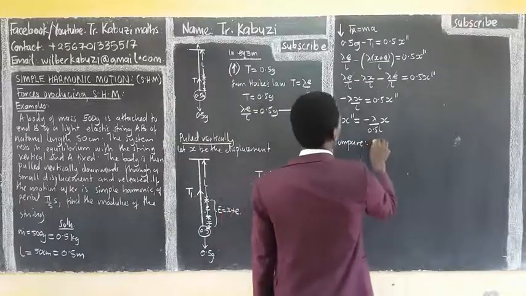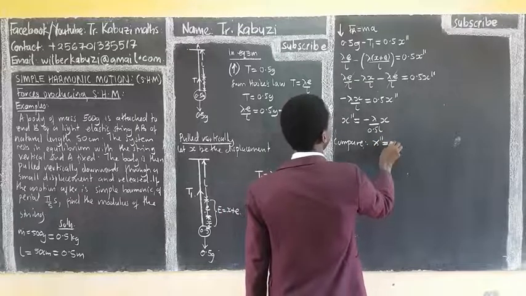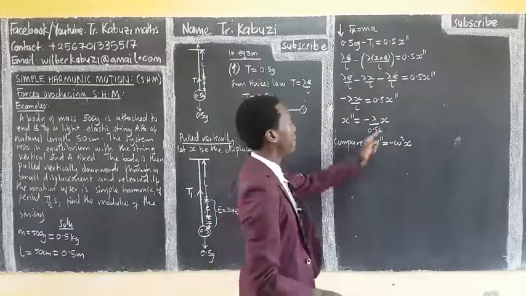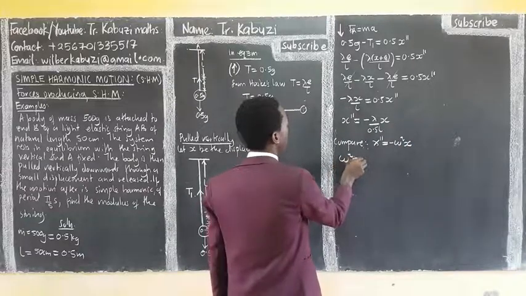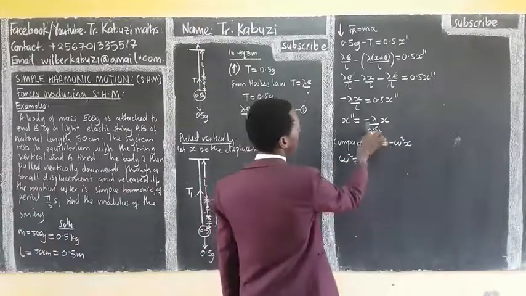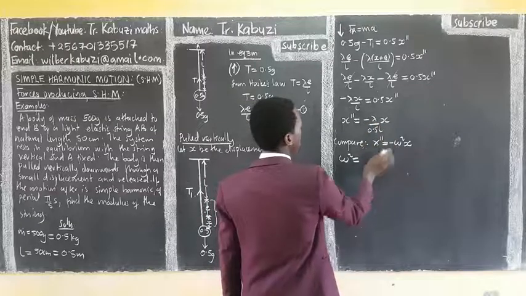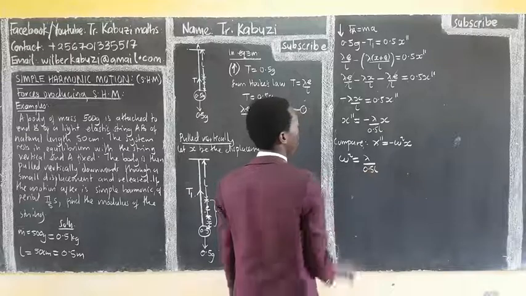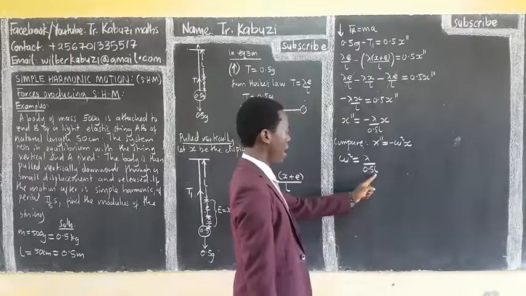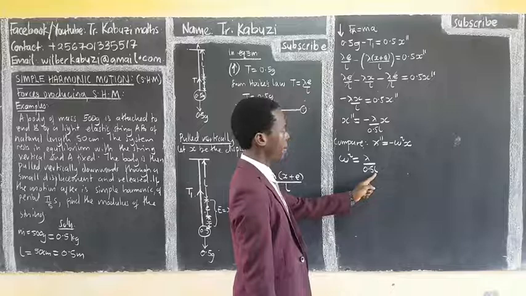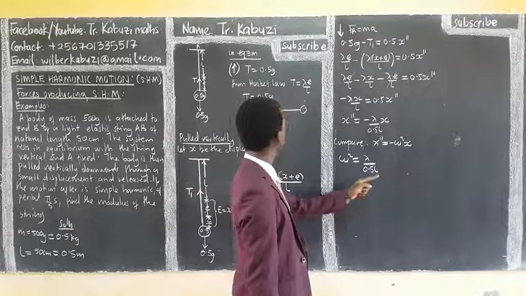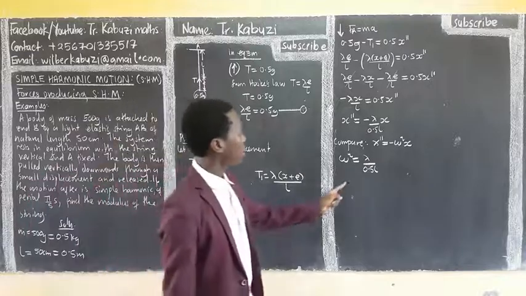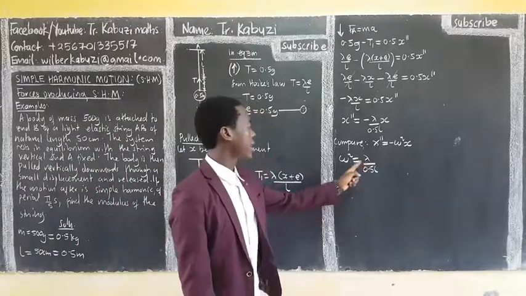Now if we compare with x double prime equaling negative omega squared x, it implies that our omega squared is going to be the whole of this, so lambda over 0.5 L. We have this, the natural length. Our natural length is here, 0.5. We need this lambda there.